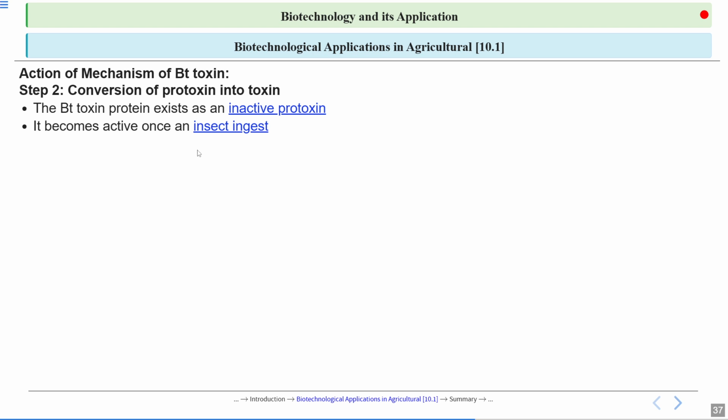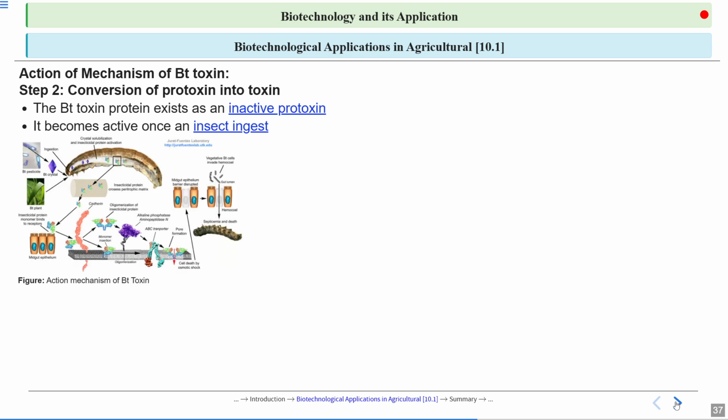As the second step suggests, this is the conversion of protoxin into toxin. The Bt toxin proteins exist as an inactive toxin, but because of the alkaline gut of this insect, it will become toxin and kill the insect.